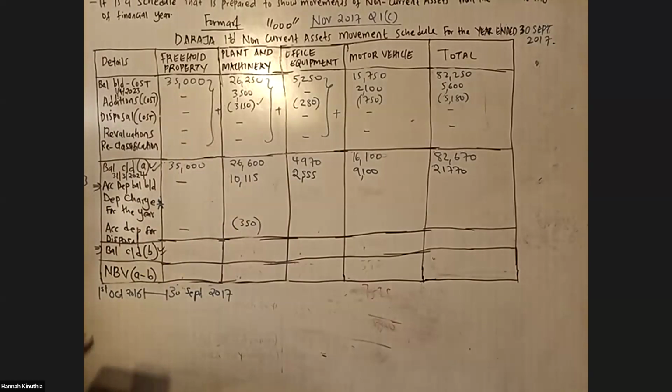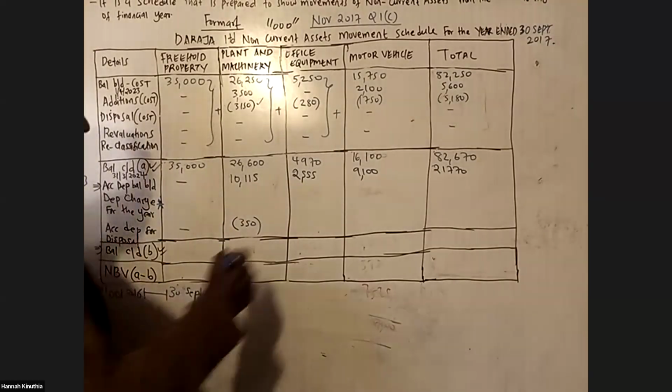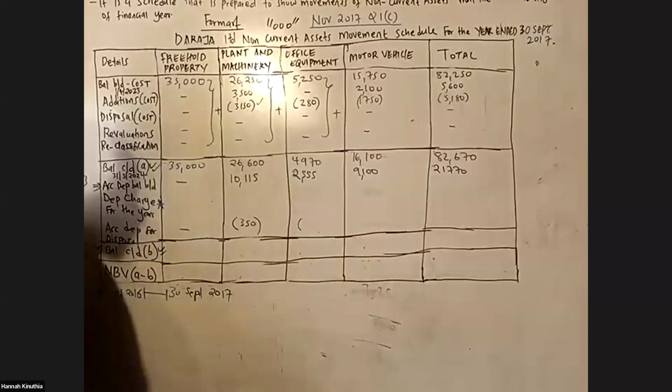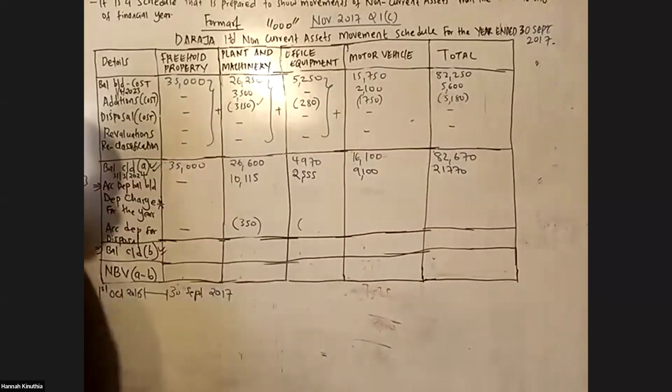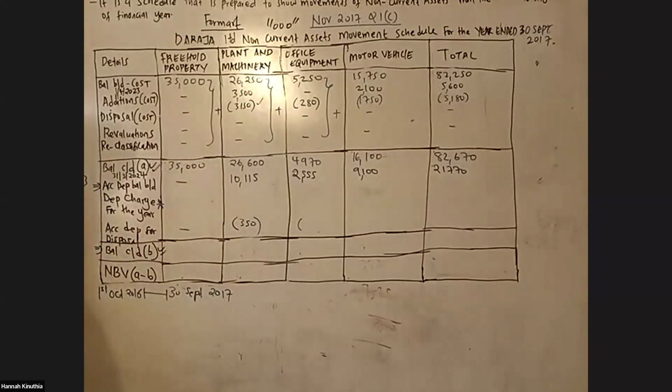Kutoka office equipment. Office equipment, naona kulikuwa na disposal. Kumaanisha kuna accumulated depreciation. 70.